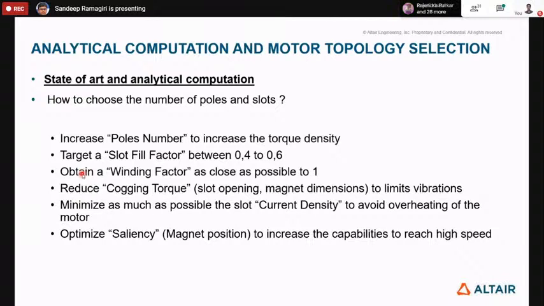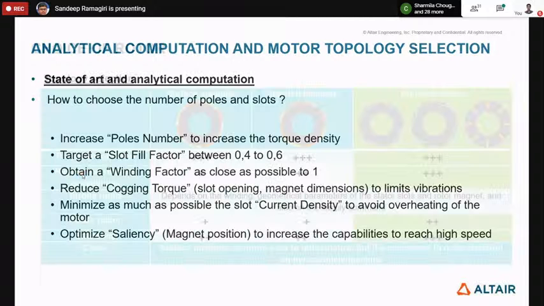So especially for the hairpin type winding for the permanent magnet machines, the current density is high. If you have better coolant methods to cool your motor, then we can have a higher current density. But if you don't want to use the higher current density, then I would recommend you to minimize the current density to avoid the overheating of the motor, and optimize the saliency to increase the capability to reach higher speeds. That is basically talking about the field weakening region to reach a higher RPM.